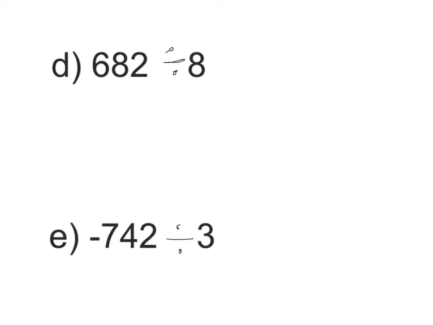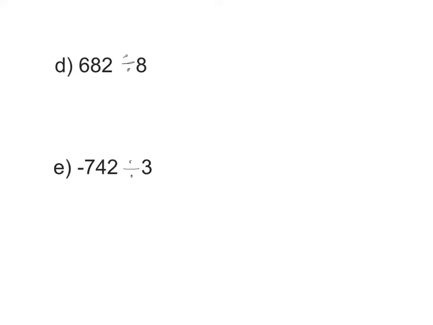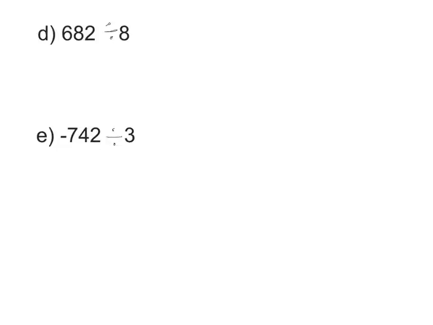So let's have a look at this first example. You might want to take some notes. Let's see what we're going to do. So 682 divided by 8. As before, 682 divided by 8. We've got our dividend, 682, and our divisor, 8.